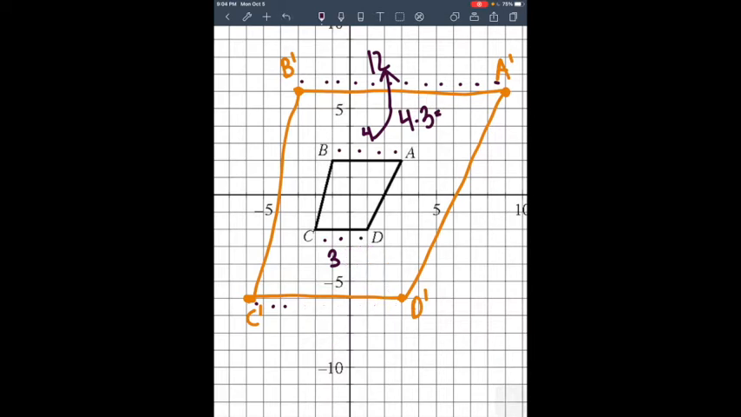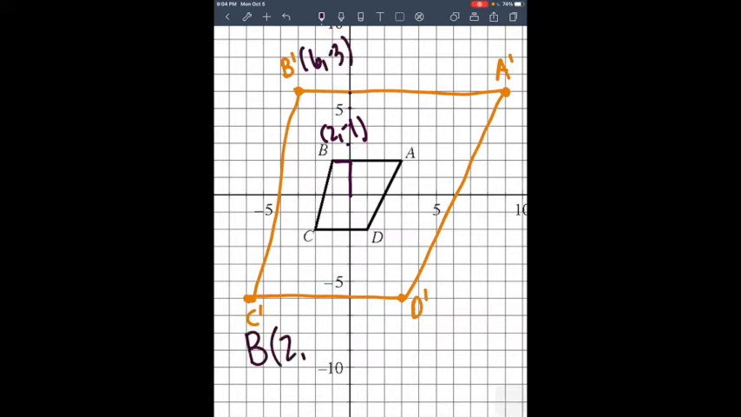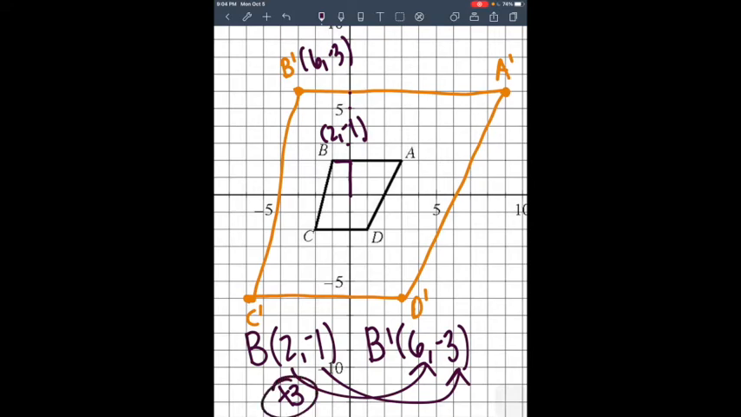Now, the other way you can do it is by picking a set of points if you're trying to find the factor and comparing them. So I'm going to just use B this time. Up 2, back 1, so that is 2, negative 1. And then B prime is up 1, 2, 3, 4, 5, 6, back negative 3. So B was 2, negative 1. B prime was 6, negative 3. So how did I get from 2 to 6 and negative 1 to negative 3? 2 times 3 is 6, and negative 1 times 3 is negative 3.